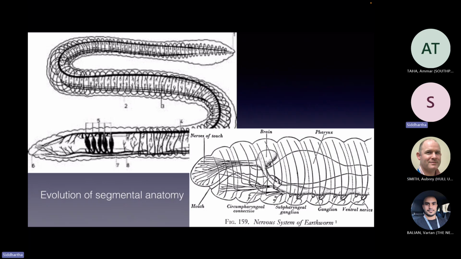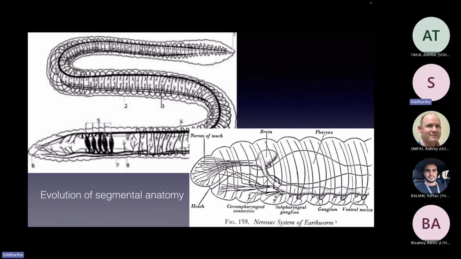So this is the earthworm. The picture on the left is the vascular system, and the picture on the right is the nervous system. It shows you each and every segment. It shows you the central nervous system part and the peripheral nervous system part. And then the vascular system shows you the chambers of the heart and how each segment has its own circulation, and how the aorta runs throughout the length of it.